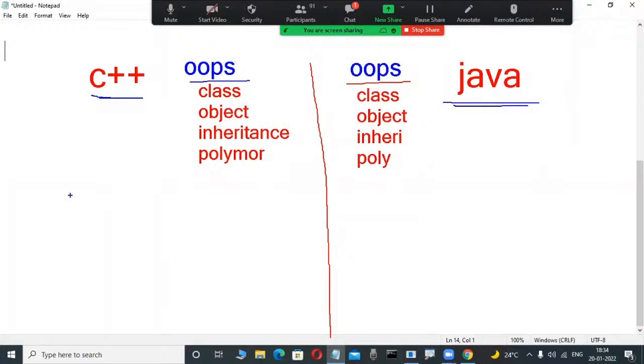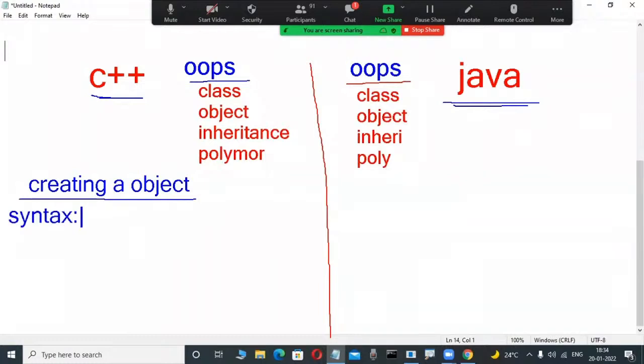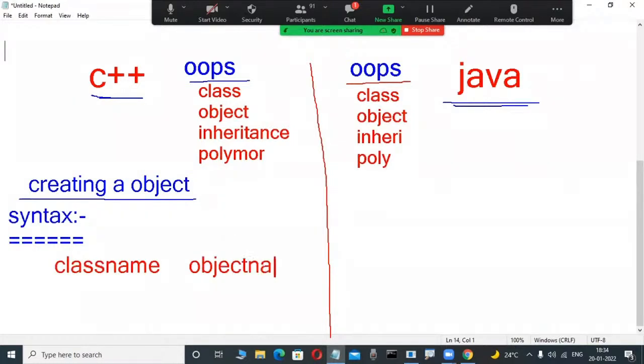Anybody guess it? Suppose in C++, I want to create an object from the class, what is the syntax? Anybody technical persons having an idea? So many persons are having an idea, I think. Creating an object from the class, what is the syntax in C++? Yes, so many fellows have an idea. Observe slowly here. The syntax in C++ is class name, space, object name. This is the syntax to create an object from the class in C++.